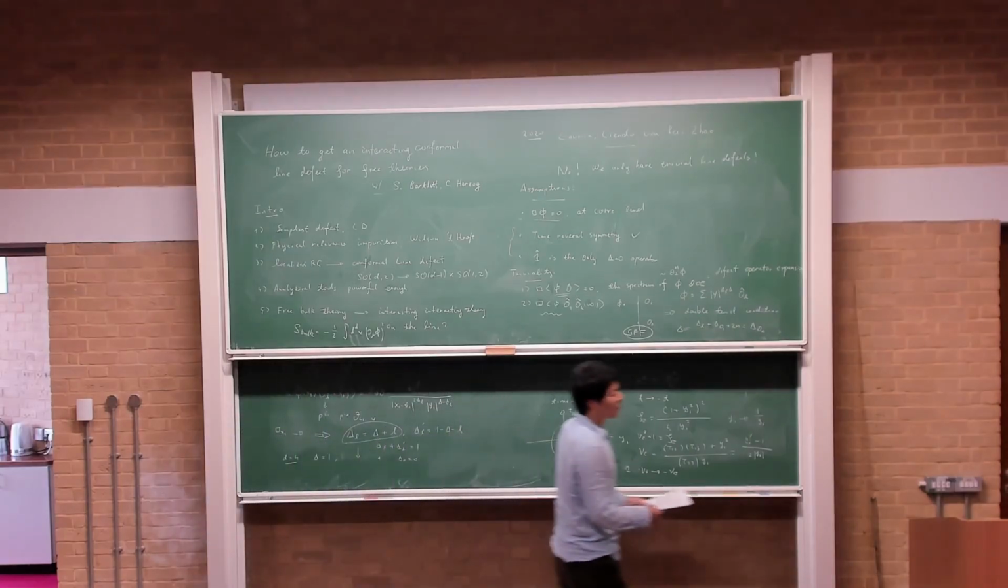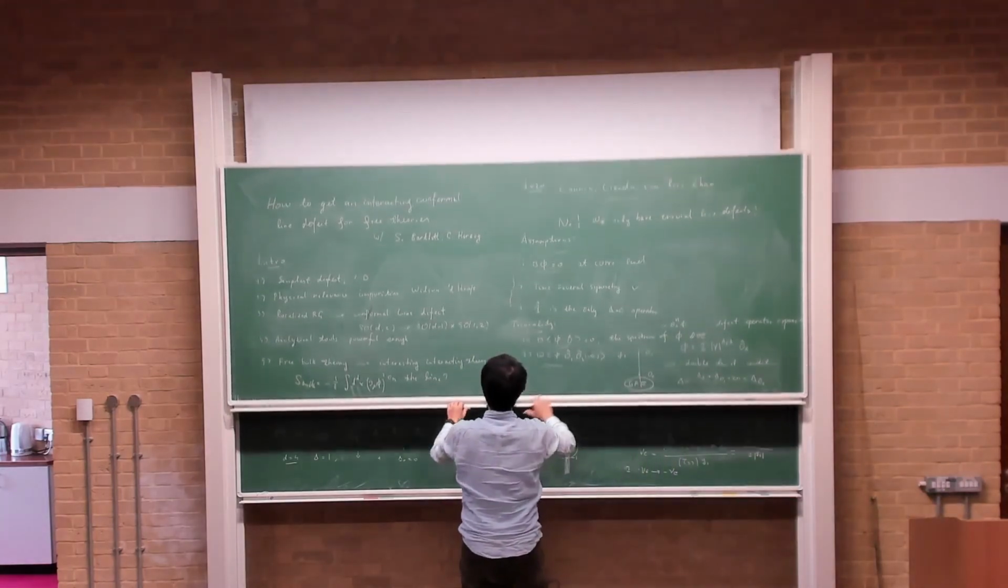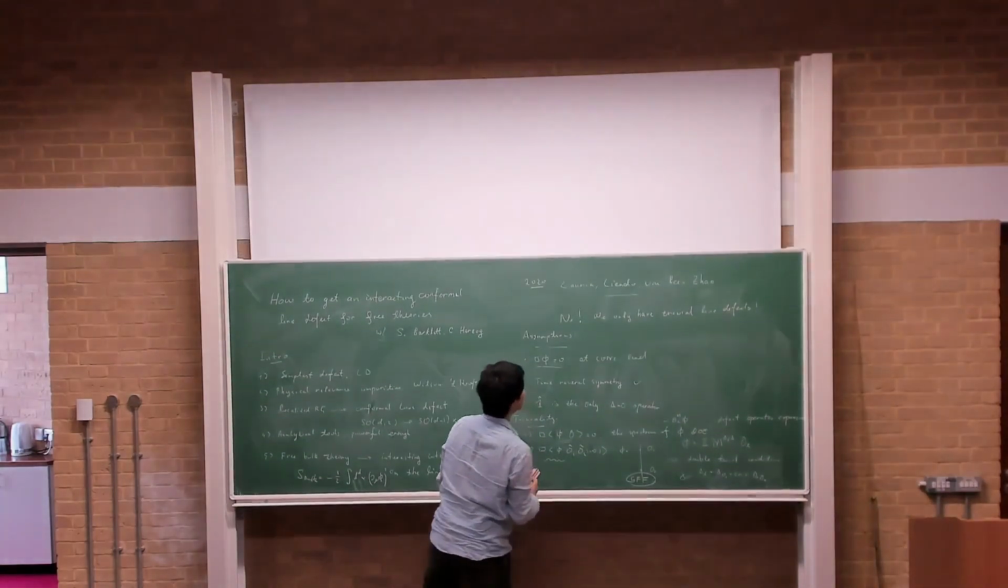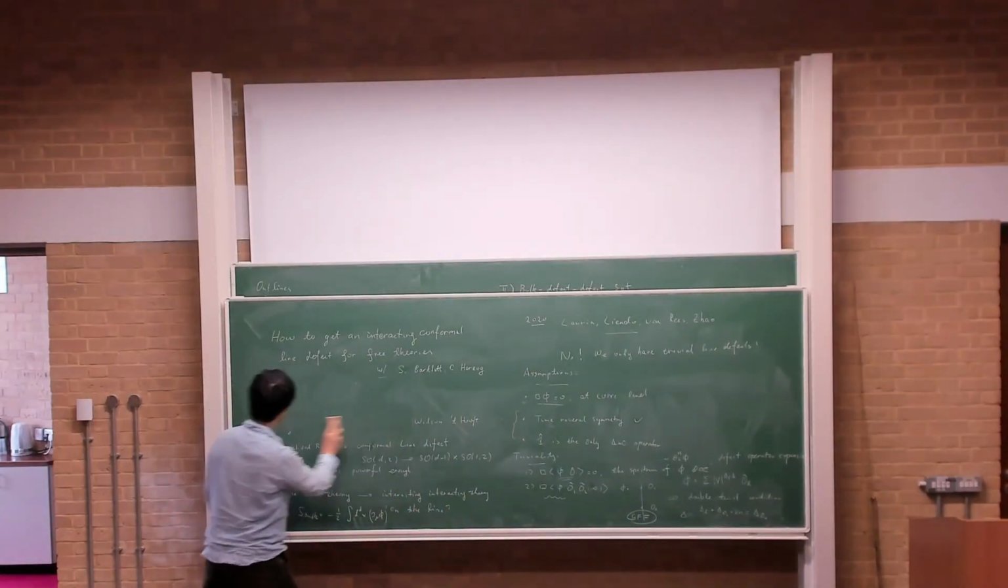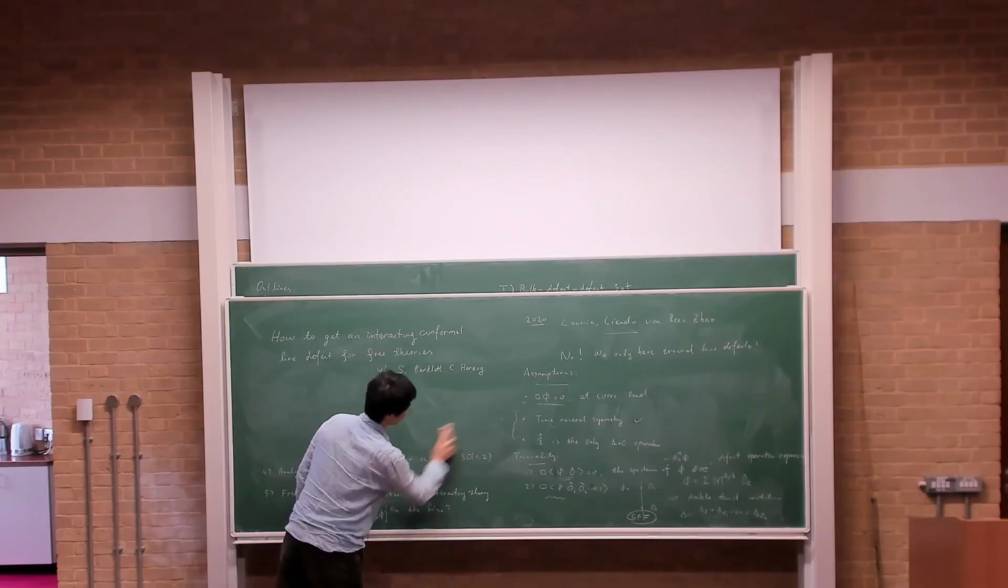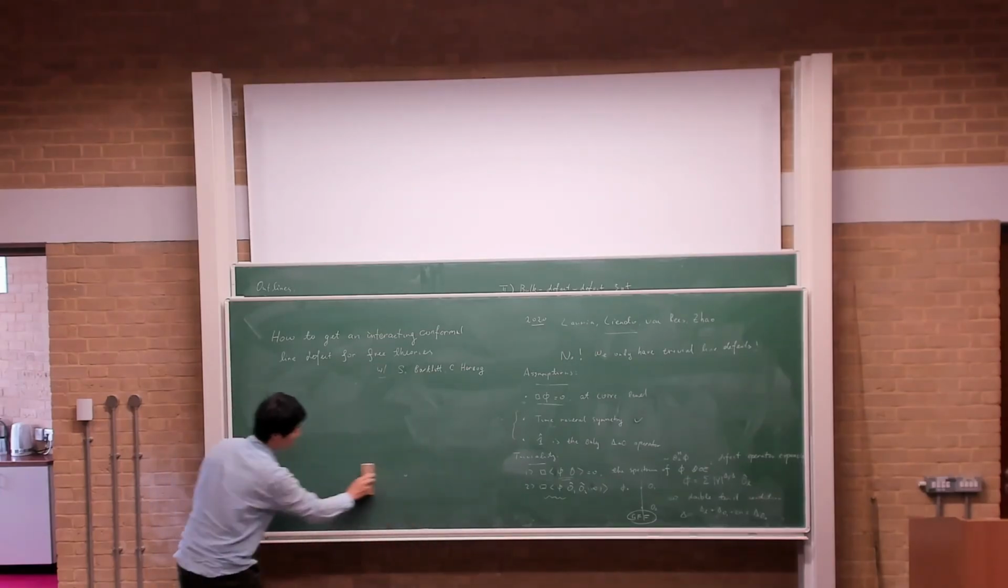And now with this cross ratio, we can consider the bulk defect 3-point function that we are interested in, and we want to analyze that part.